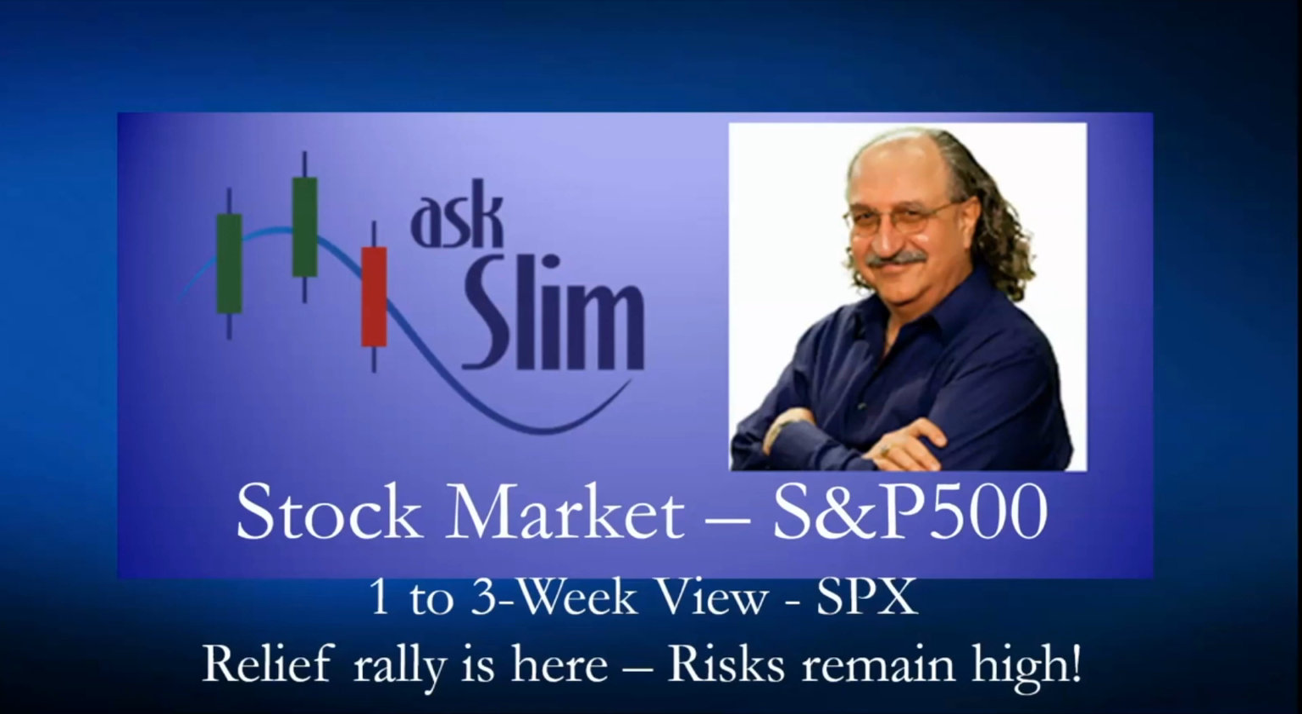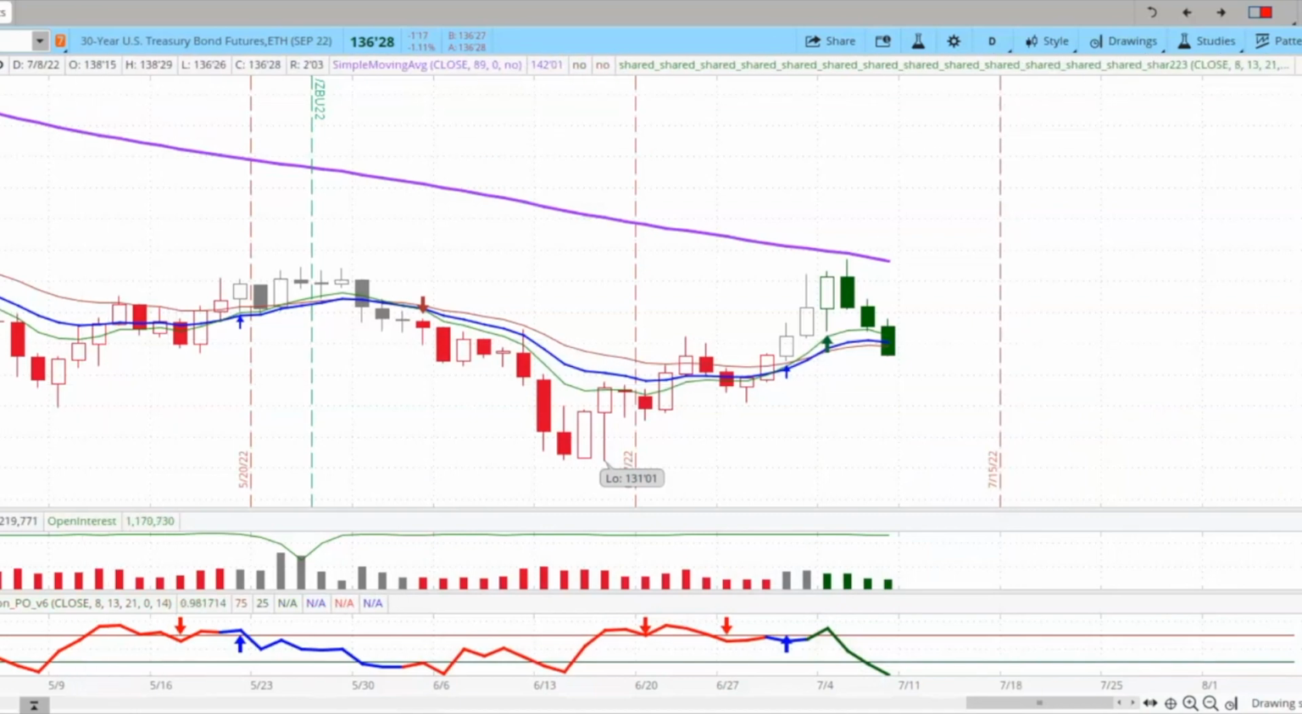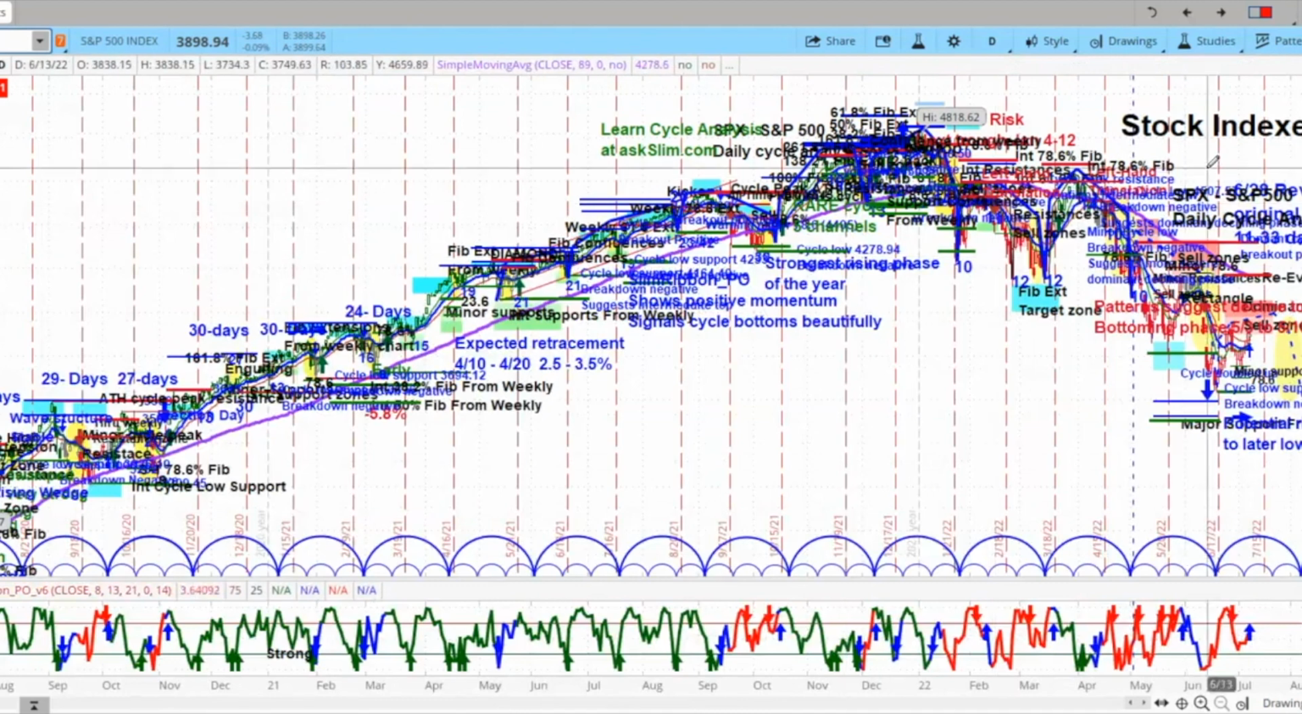So this is the analysis on the S&P 500 daily, and the relief rally is really here, and we want to look at where the resistances are and what is likely to happen, looking at the daily chart on SPX. So that switched over to ZB. Let's move this to SPX.